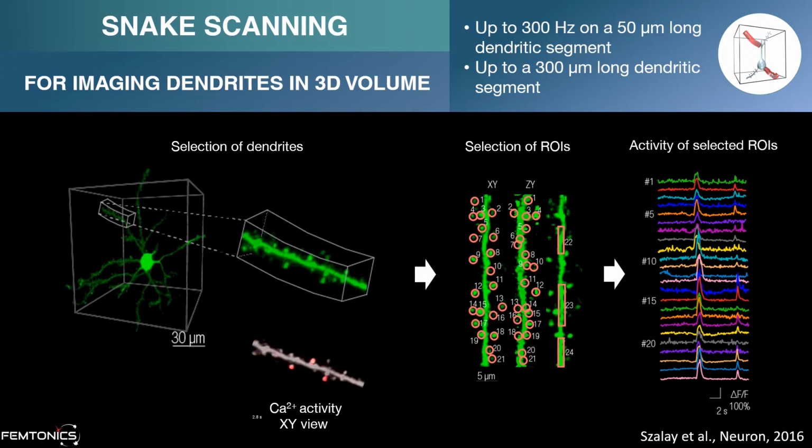Manually selecting each individual spine would be extremely laborious and error-prone, whereas in a snake scan, all the spines located around the dendrite are covered and can be analyzed. This is what you can see on the dendrites in the middle. Spines can be isolated on the projections of the snake scan, and their fluorescent traces can be exported for analysis. This way, no spine can hide behind other elements from the microscope's point of view.